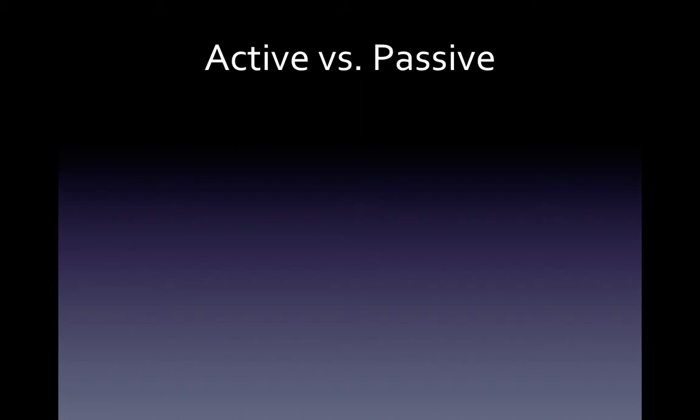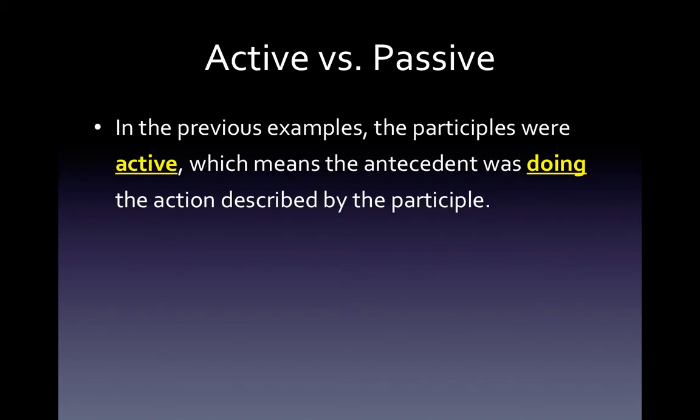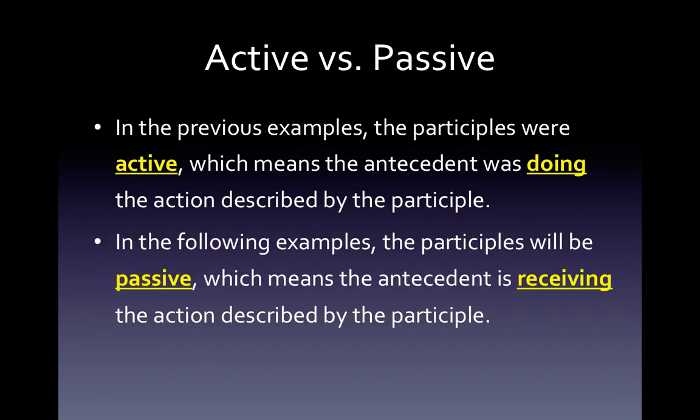All right, so let's talk a little bit about active versus passive because we've never really talked about passive before. This is the first time we're going to see it. So in the previous examples, the participles were active, which means the antecedent was doing the action described by the participle. For example, the mother sitting in the garden that we saw previously. The mother was the antecedent and the mother was doing the sitting. She was doing the participle.